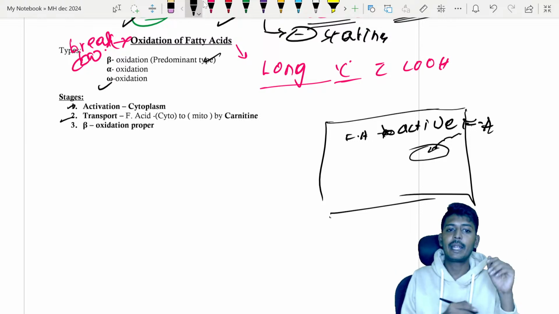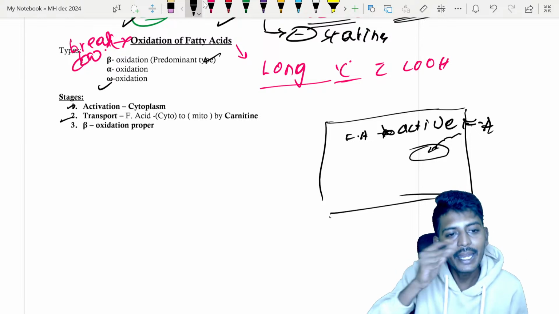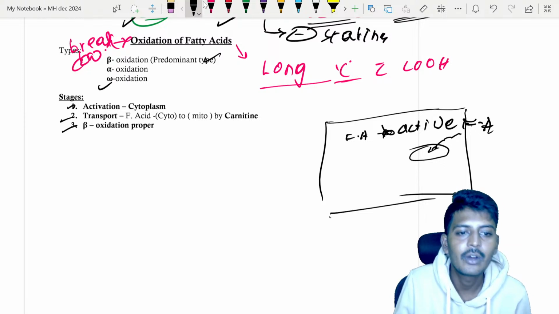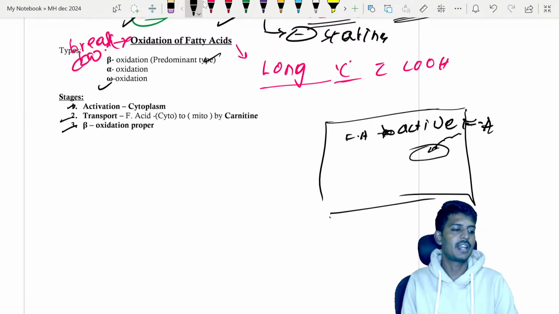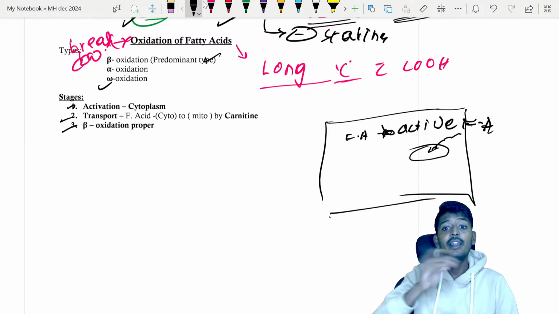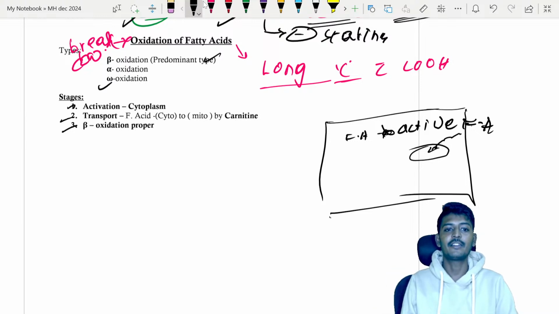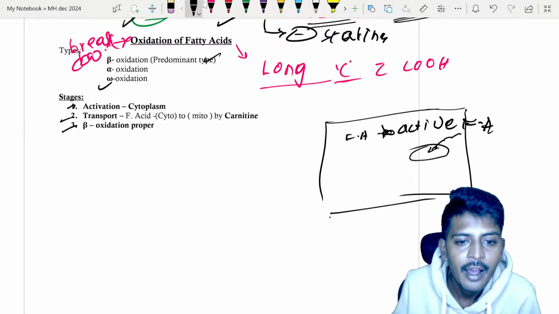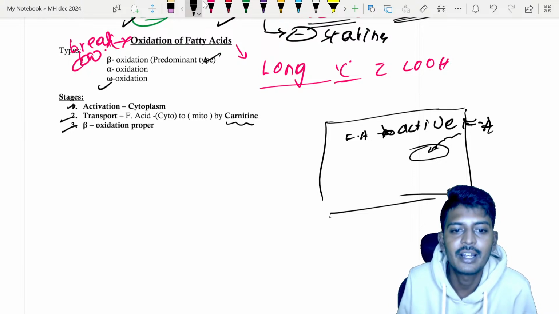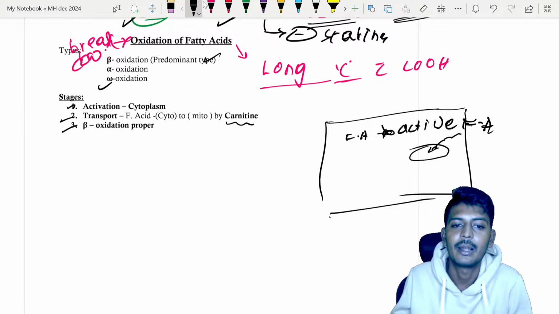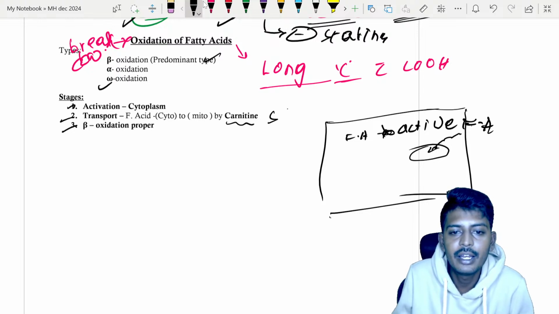Once it goes into the mitochondria, the breakdown of the fatty acid will occur inside the mitochondria. We will call it beta oxidation proper. For the transport of fatty acids, the body uses a shuttle called the carnitine shuttle.